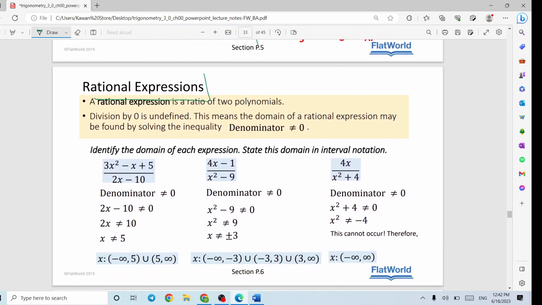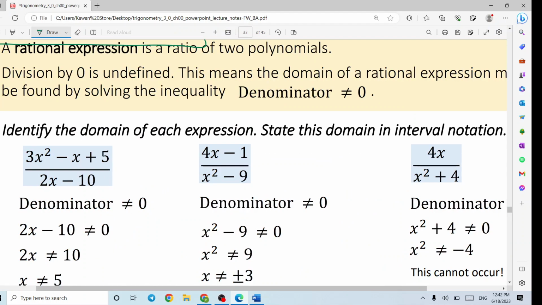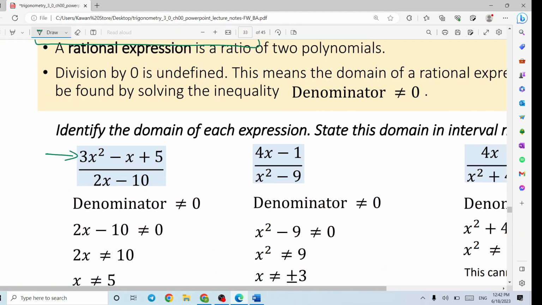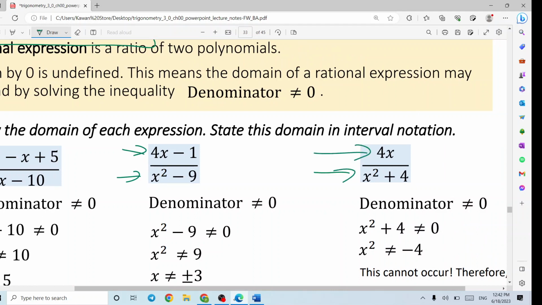Now we have rational expression. What's a rational expression? We have expression first. We have polynomial over polynomial. So you can see from this example, this is a trinomial. That one is what? Binomial. So we have a polynomial over polynomial. How about the second? The same. Am I right? Good. So it's called rational expression.